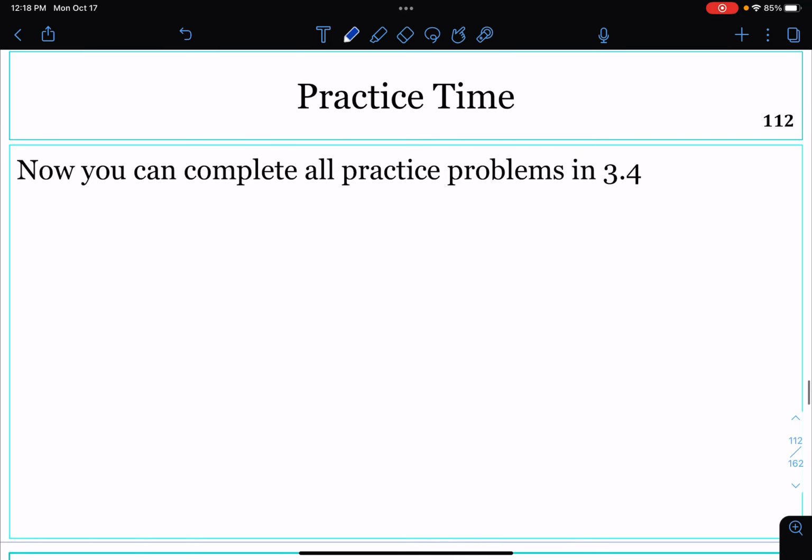Now you can complete all the problems in practice set 3.4.